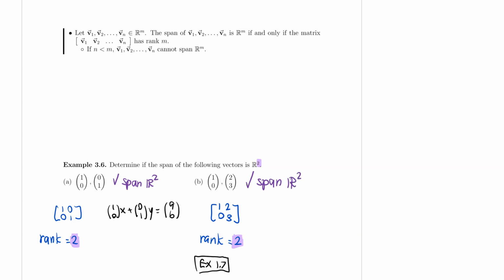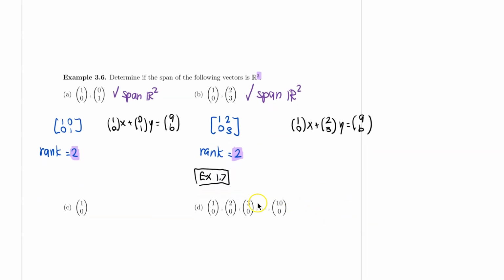In other words, if I want to solve the system of equations 1, 0 times x plus 2, 3 times y equal to (a, b), for whatever vector you throw at me in R square, I'm going to be able to find x and y such that this vector is a linear combination of the 2 vectors that we have.